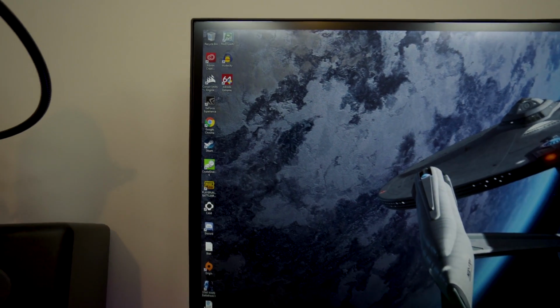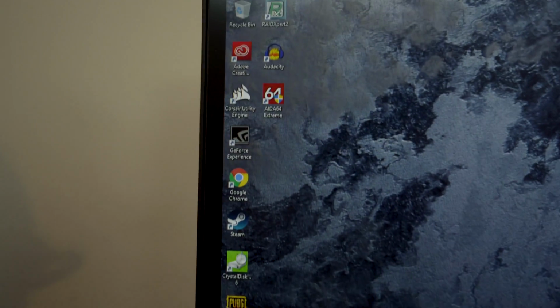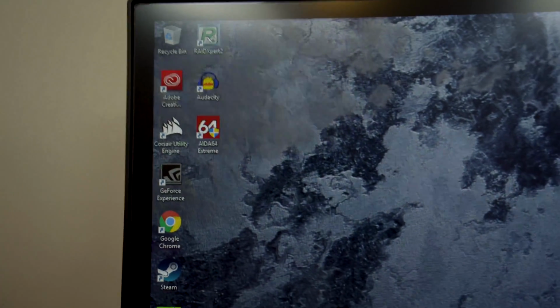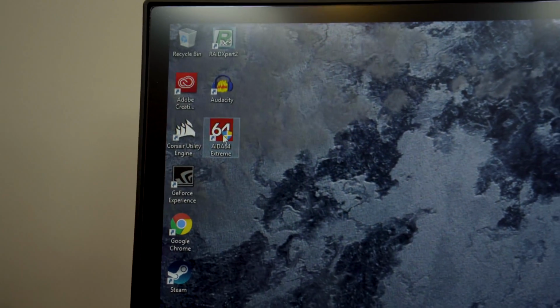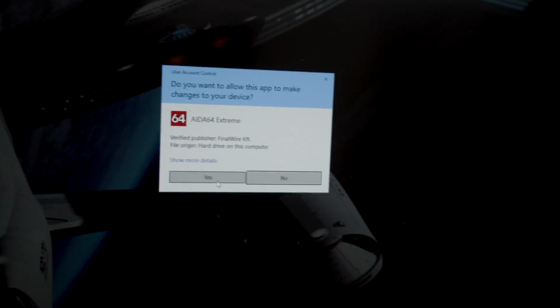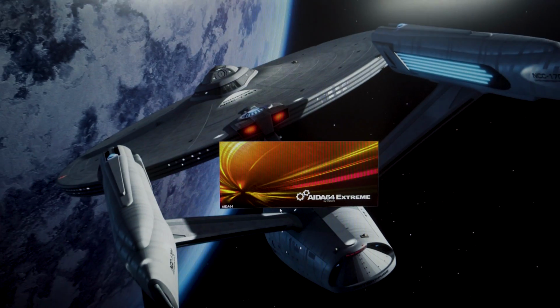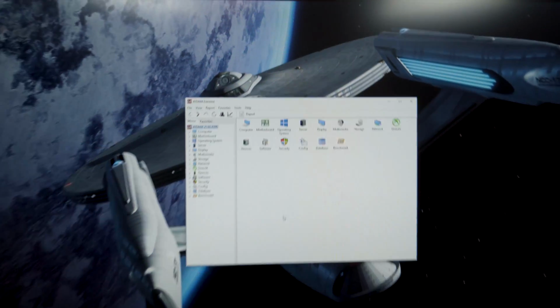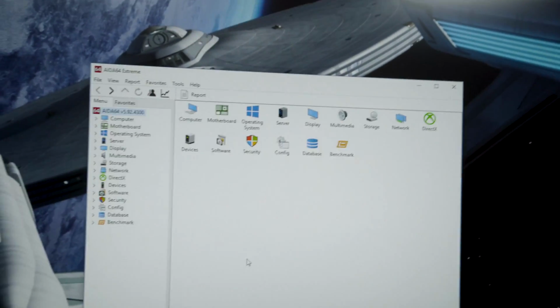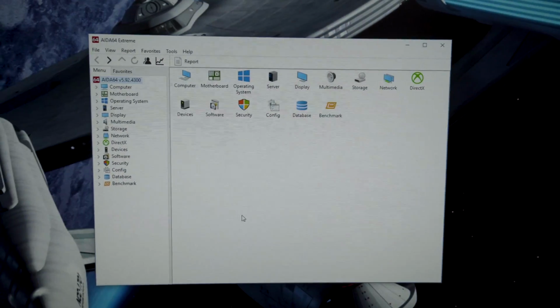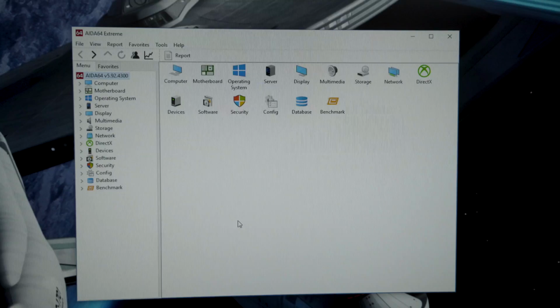So to do my stability testing, I use a program called Ada64. You can get a 30-day free trial. I've personally chosen to purchase it. I build multiple systems and the license can be moved between the systems, which is quite handy. Let me just dial that down a little bit so you can see that a little bit more clearly.